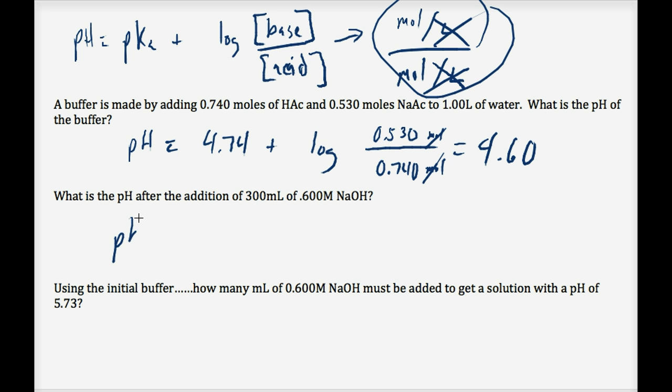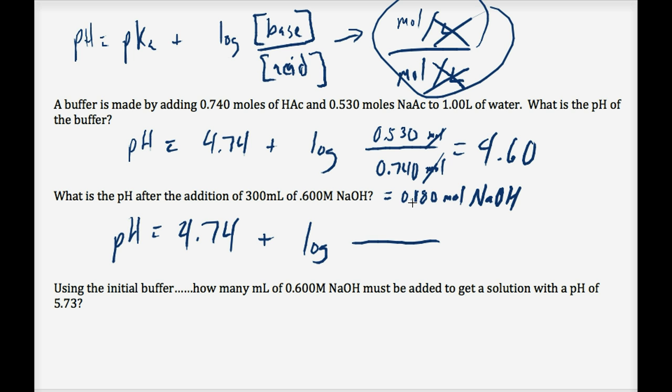So my new pH is going to be 4.74 plus the log of, well, how many moles of base do I actually have here? 0.180. And since this is less than the acid that I have, I can just do subtraction here.